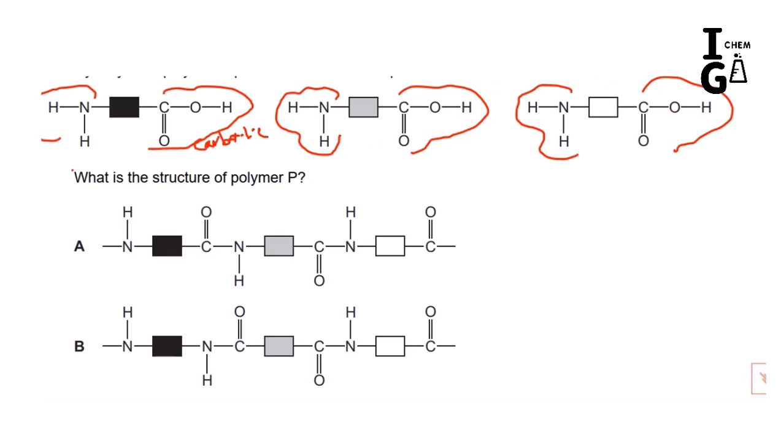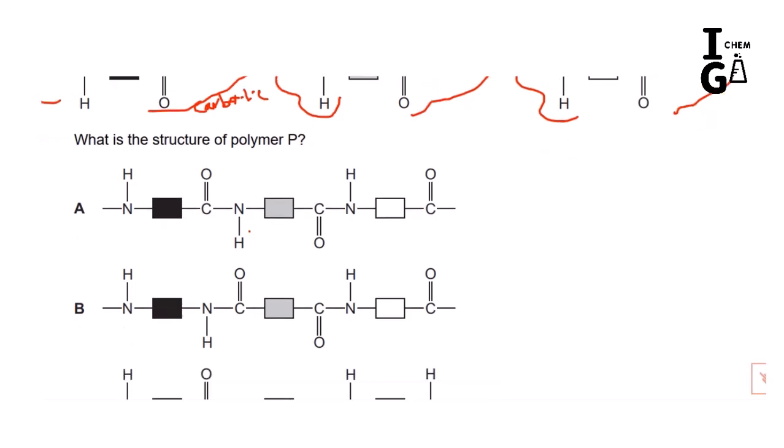Okay, so let's check the options. What is the structure of polymer P? Look at the first one. Here, guys, we need to check the linkage among them. So here we have, look at this. It's really important, guys, to pull out this. And here also we have the same link.